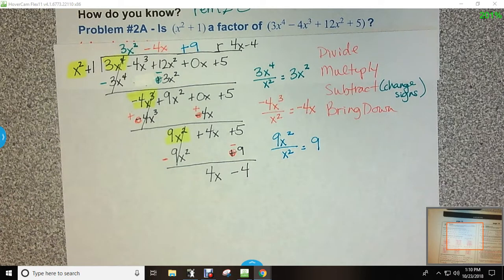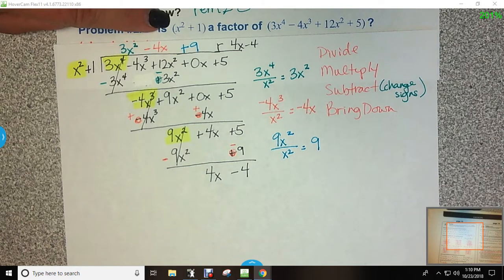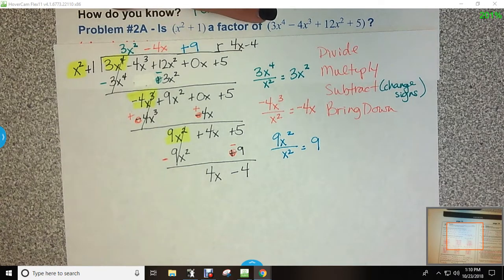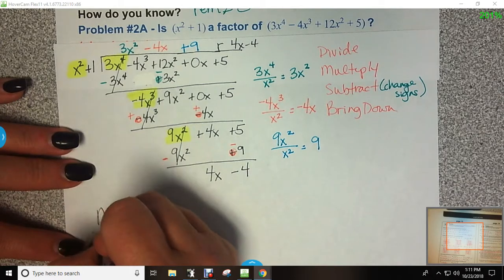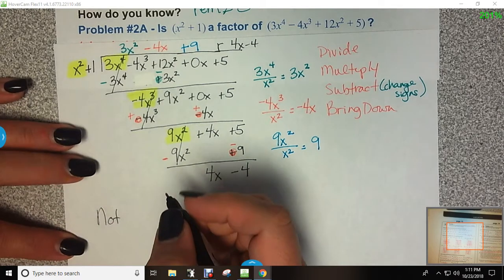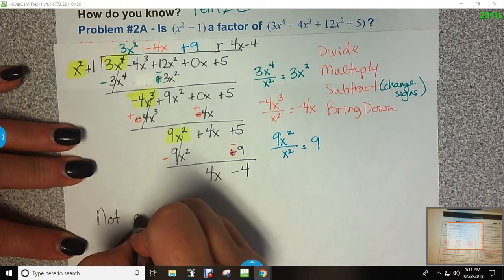So let's go back to the original problem. I wanted to know, is x squared plus 1 a factor of this? Is it a factor? No. How do you know? Because the remainder doesn't equal 0.